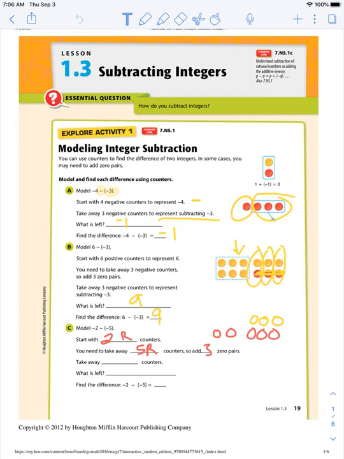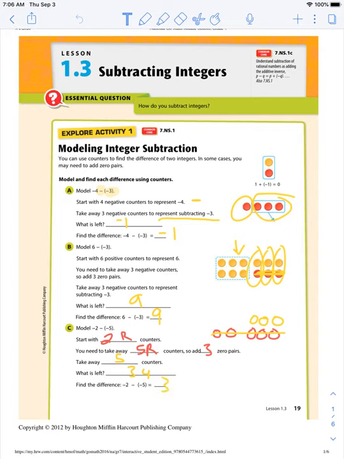All right, so now we take away 5 negative counters. Cross those 5 out, and how many are left? We have 3 yellow counters left. So -2 minus -5 is +3.